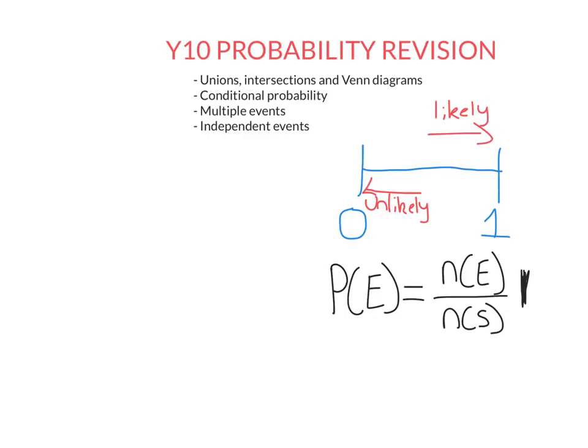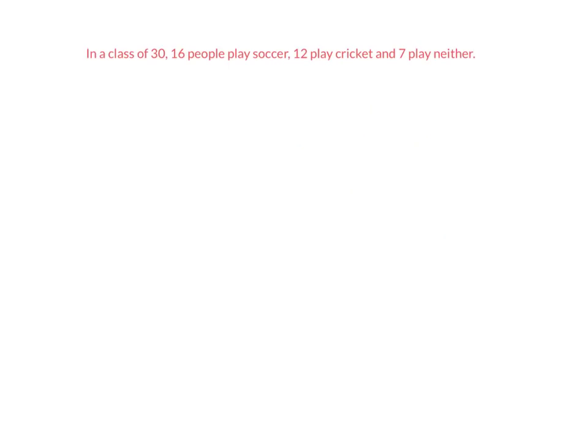So let's get into unions, intersections, and Venn diagrams. Let's look at the information we have here. A class of 30, 16 people play soccer, 12 cricket, and 7 neither. Venn diagrams and two-way tables are very useful in situations like these, where we have information about sets. Here we have 2 sets: the set of students who play soccer and the set of students who play cricket. Venn diagrams and two-way tables give us a convenient way to display how many are in each set, both sets, or neither.